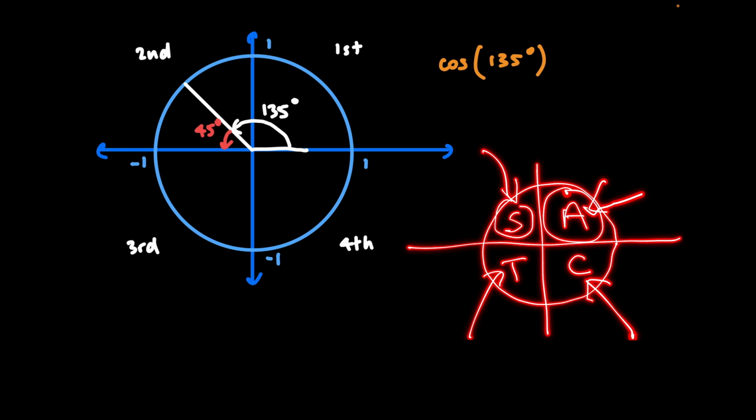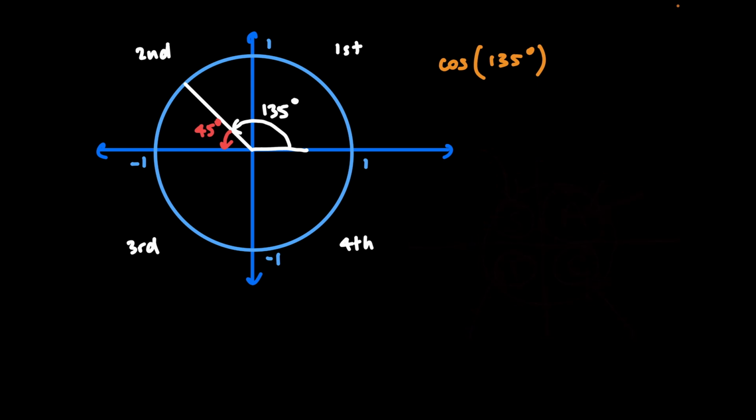In the second quadrant, S stands for sine. Only the sine of any angle between 90 and 180 degrees will be positive. The cosine and the tangent of any angle will simply be negative. The third quadrant is the tangent, so the tangent of any angle between 180 degrees and 270 degrees is only positive, whereas the rest of them are negative. And the cosine of any angle that lies in the fourth quadrant will be positive, whereas the sine and the tangent will be negative. So let's look at this.